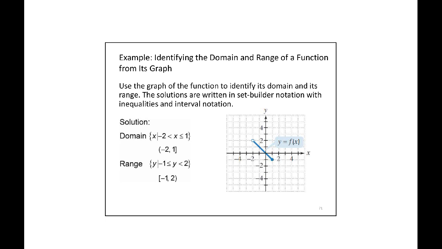For the range, we look at the outputs, the y-axis. The lowest in this case this function gets is -1, and it gets there. It's a solid closed circle. So we have a bracket, -1, and the highest, the largest value this function attains is +2. But it doesn't actually attain it, it just gets close to it. It's open. So we go to value 2 and close parentheses.